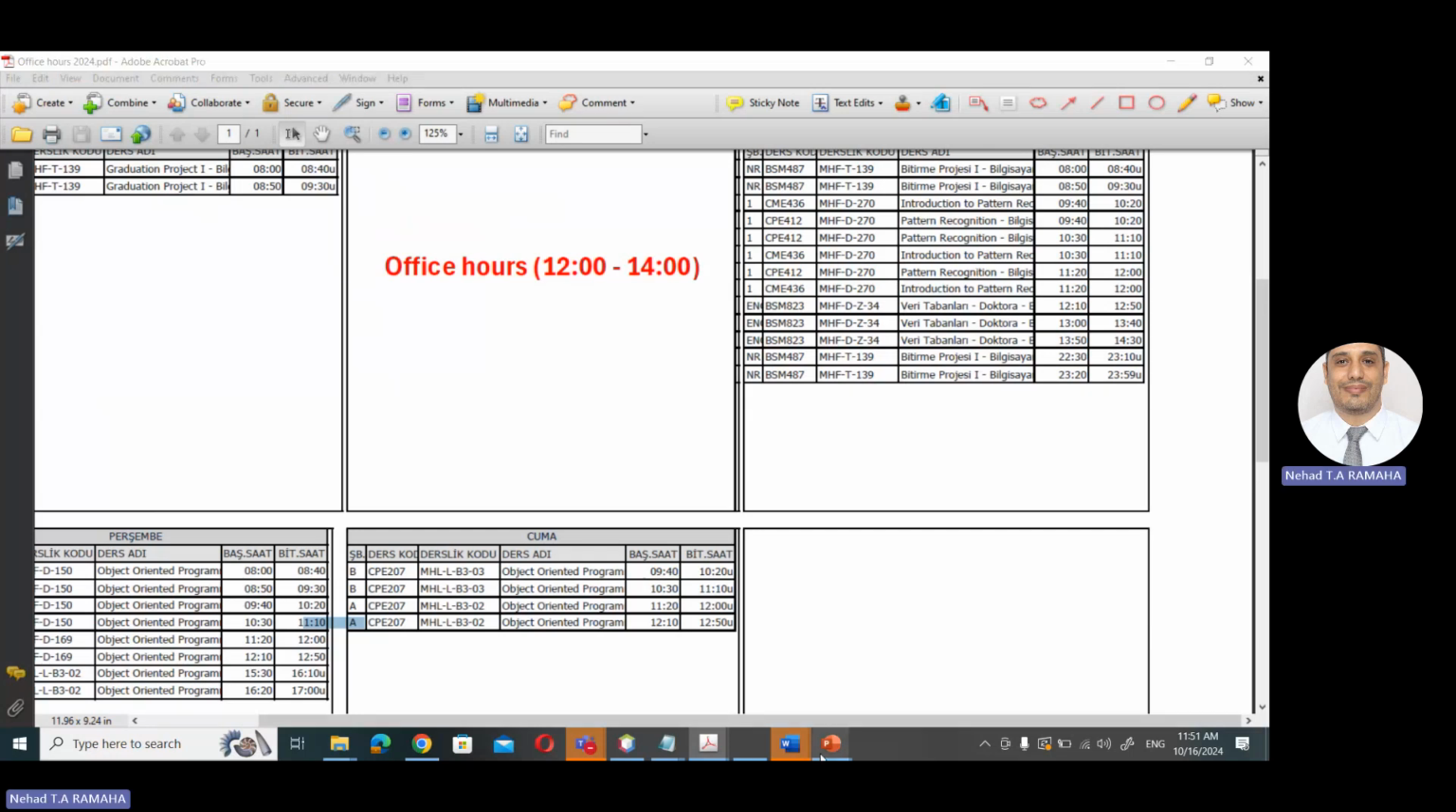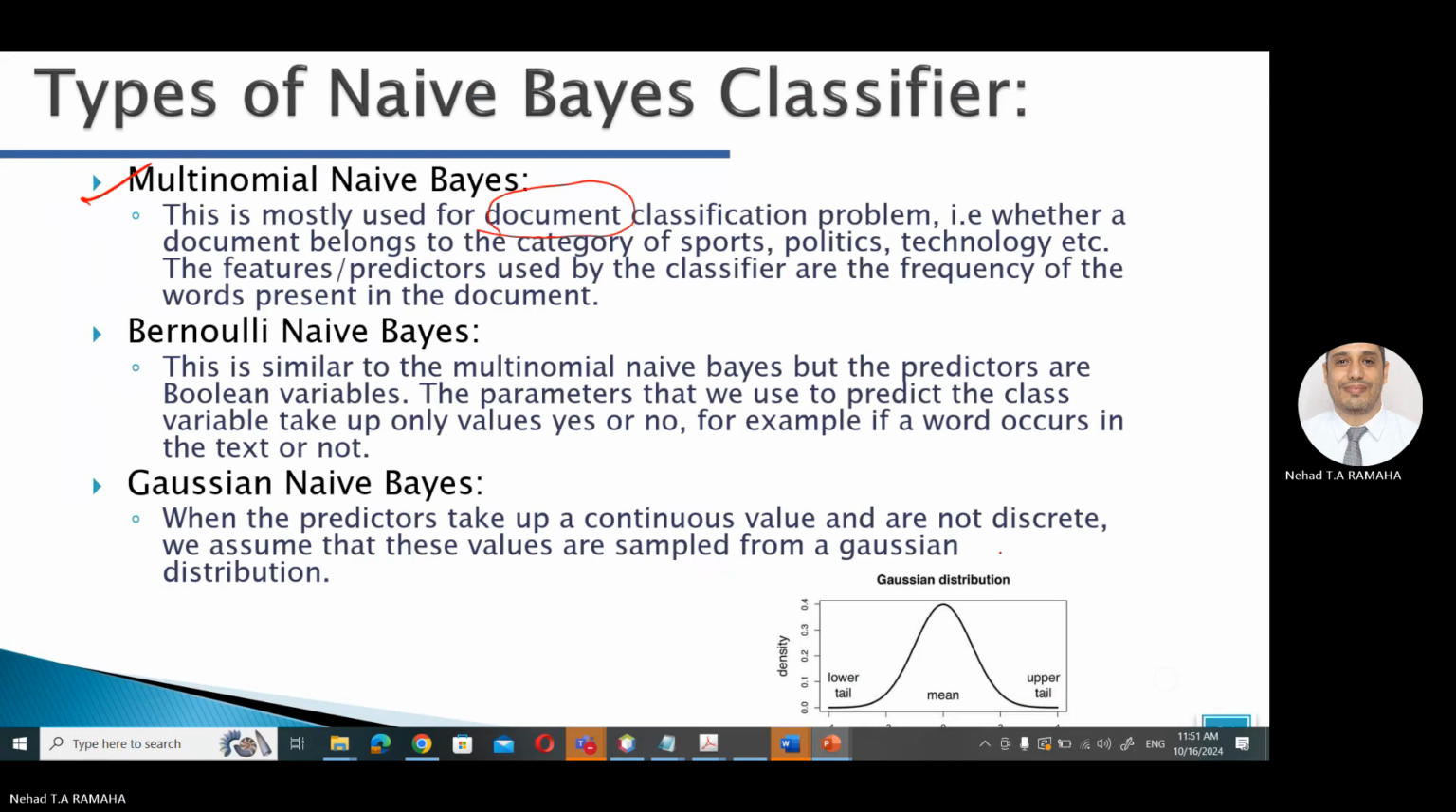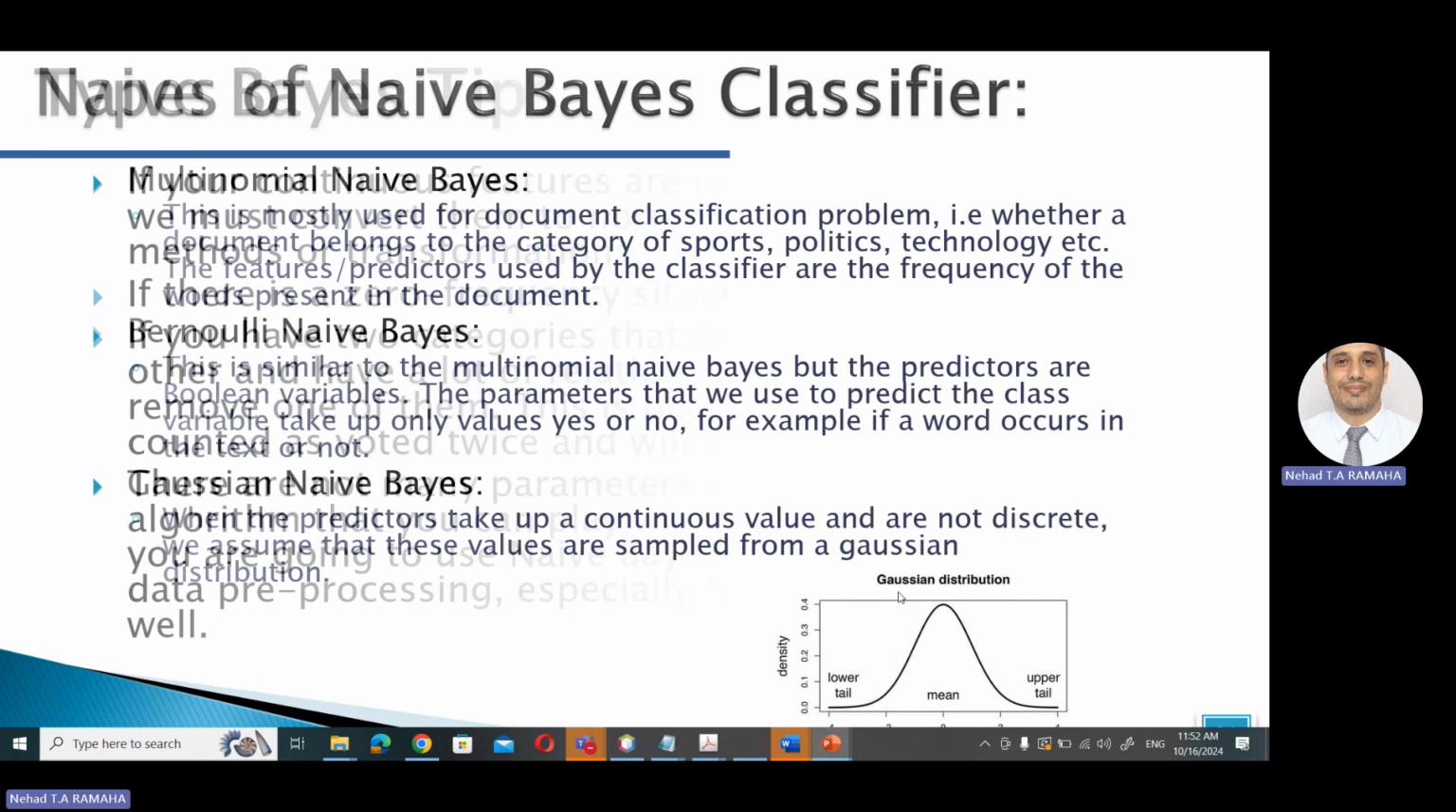Yes, you're correct. Okay. So we have Bernoulli or something like this naive Bayes. It's a Boolean prediction. This means yes, no prediction, depending on the data. Gaussian depends on the normal distribution of the data. We name this curve a Gaussian distribution curve, yes? Let's take examples.